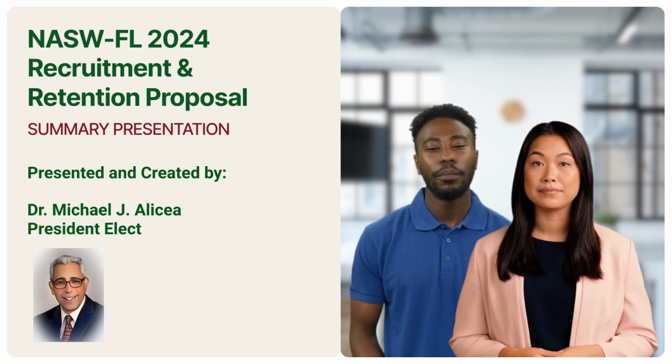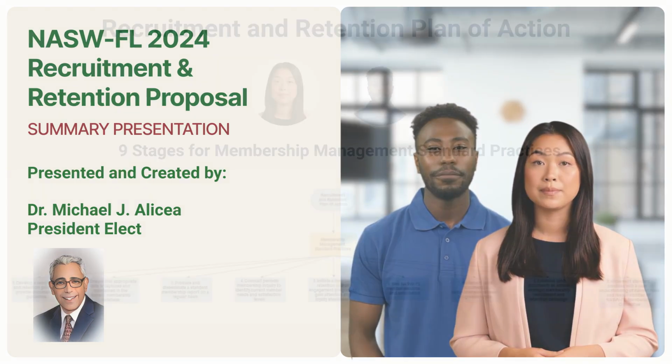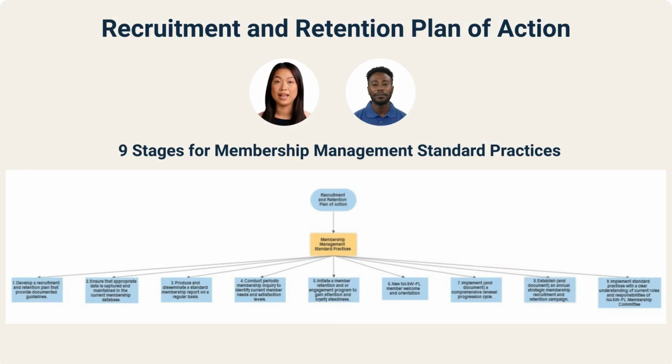The larger challenge would be to take these standards to the next level of effectiveness in our efforts that enable our recruitment and retention processes. The Recruitment and Retention Plan of Action will include 9 stages for operational effectiveness that: 1. Develops a recruitment and retention plan that provides documented guidelines. 2. Ensures that appropriate data is captured and maintained in the current membership database, which includes determining the current data required to inform member communications, membership reporting, and other uses, developing data collection methods and documents, and written database procedures.